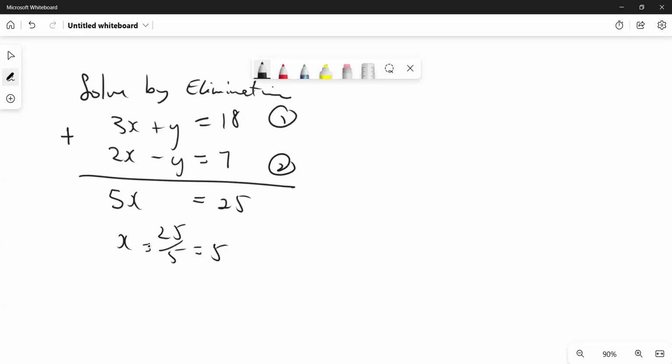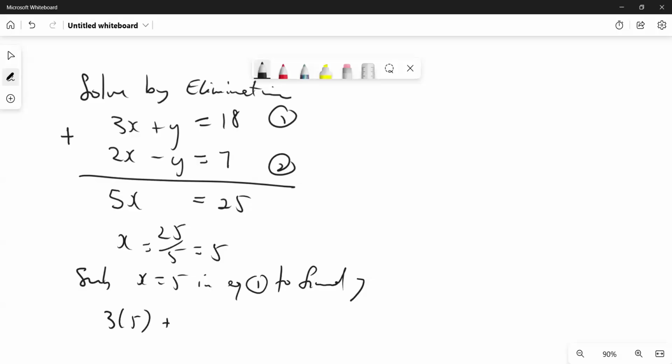And you can now figure out what y is. Maybe you want to take the first one. Substitute x equal 5 in equation 1 to find y. So you got 3 times 5 plus y equal 18. So 15 plus y equal 18. All of this implies that y equal 3.